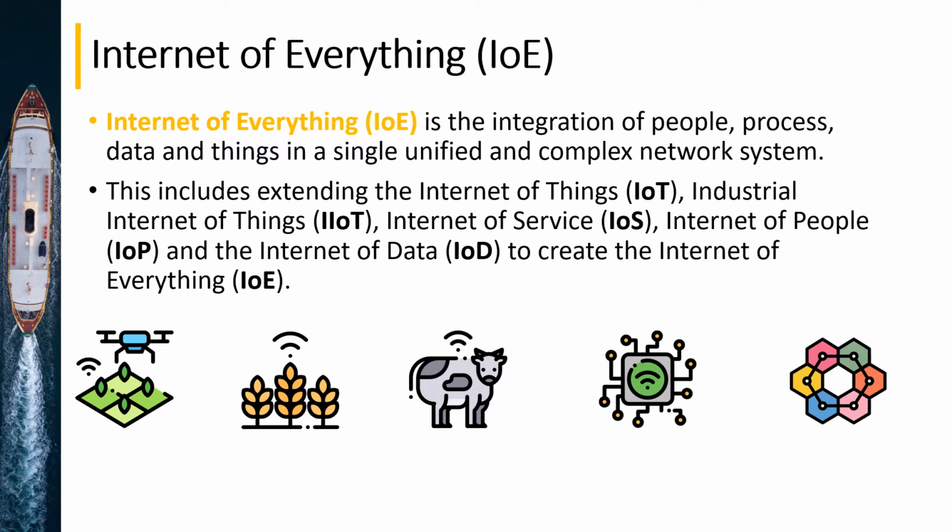And here we come to the Internet of Everything. So basically, the Internet of Everything is an integration of all the previously discussed Internet of Things, Internet of Services, Internet of People, Industrial Internet of Things, and Internet of Data. They all make up this thing called Internet of Everything. It's basically an integration of people, process, data, and things into a single, unified, and extremely complex network system.